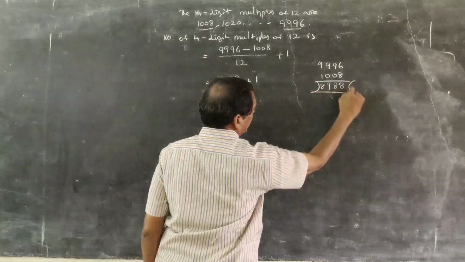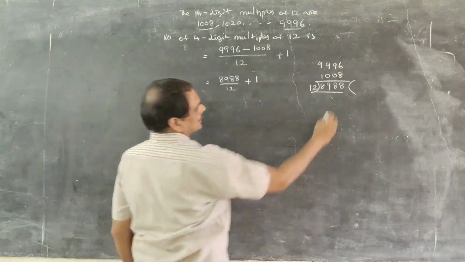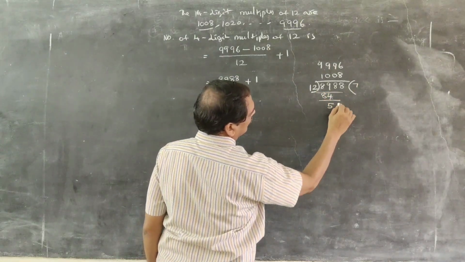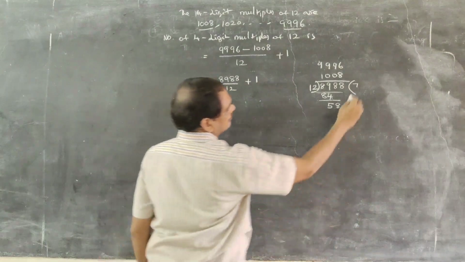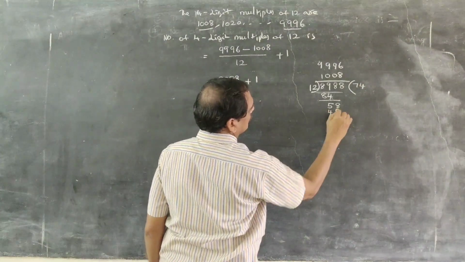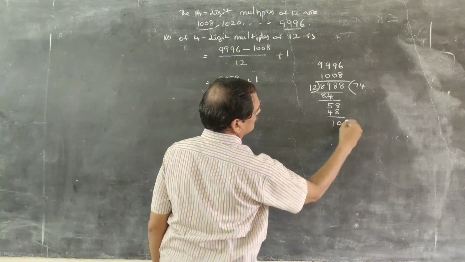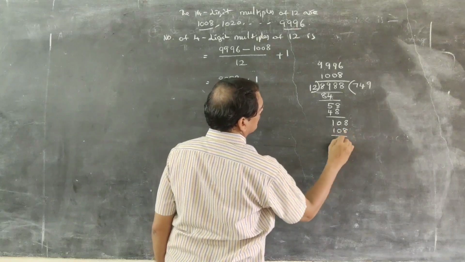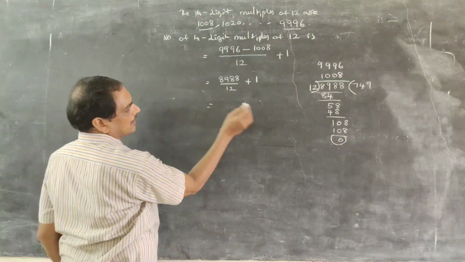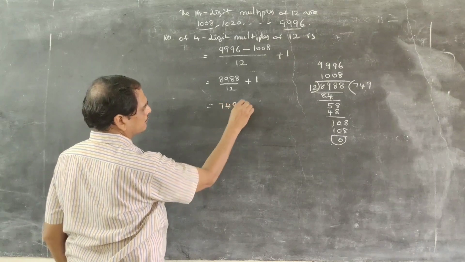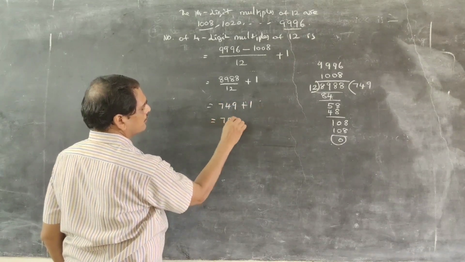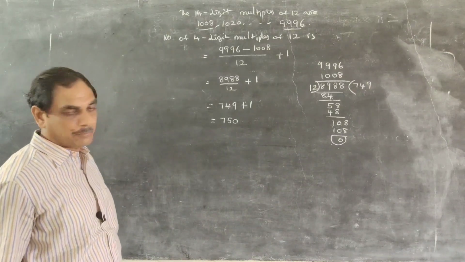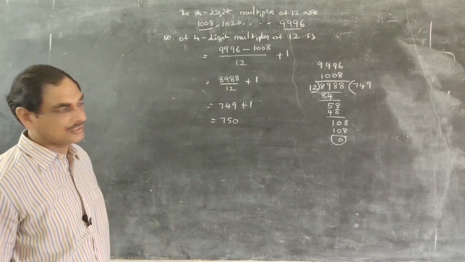Now we divide it by 12. 12 sevens, 84, 5, 12 fours, 48, 12 nines, 108. So the quotient is 749 plus 1, 750. So from this we say that the number of 4-digit multiples of 12 in our number system is 750.